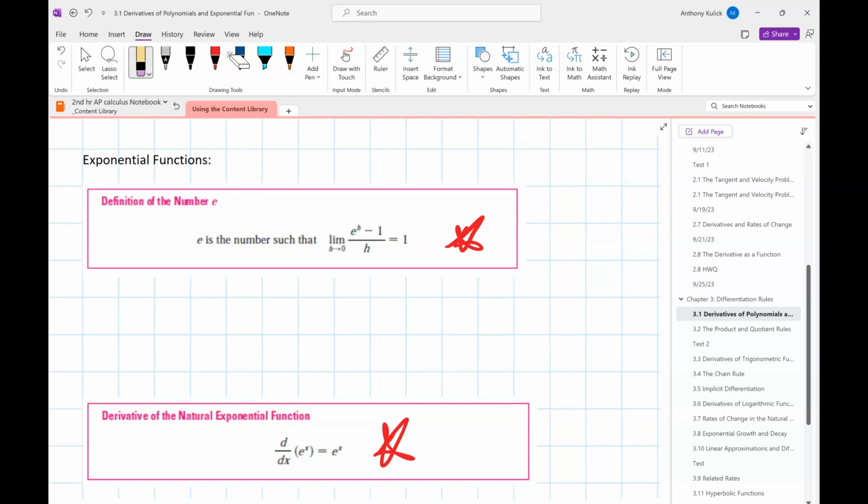Correct. If it was e to the 2x, that's something different. We'll learn how to do that later. Okay, if it was e squared, what would it be? What's the derivative of e squared? 2e squared? No. E squared. No, 2e. What was the question? No, not 2e. That's the derivative of e squared.